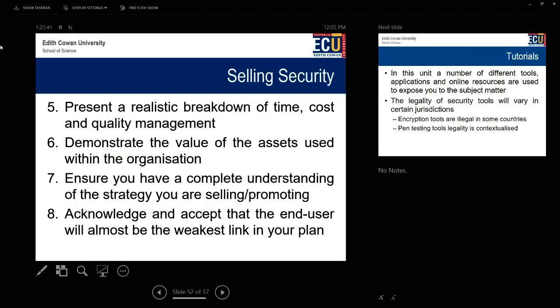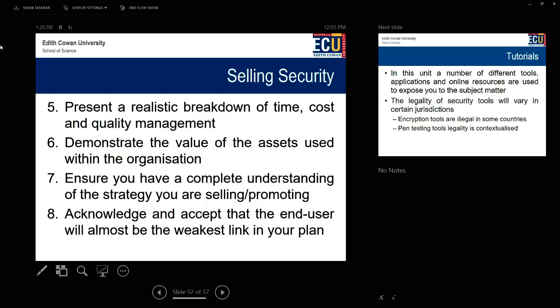You need to be able to present a realistic breakdown of time, cost, and quality management, demonstrate the value of the assets used within the organization, and ensure you have a complete understanding of the strategy you're selling or promoting. You might not be understanding all these words because this domain is new to you.